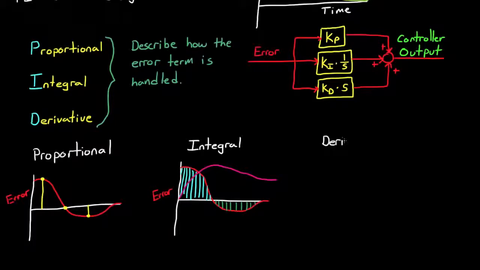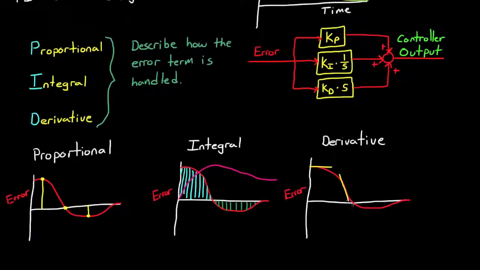Now, in the derivative path, it's the rate of change of the error that contributes to the output signal. When the change in error is moving relatively slowly, like it is at the beginning here, then the derivative path is small. And the faster the error changes, the larger the derivative path becomes. Now at this point you can just sum up each of these three paths and you've got the output of a PID controller. But you don't always need all three paths.